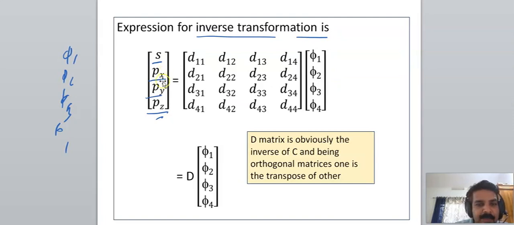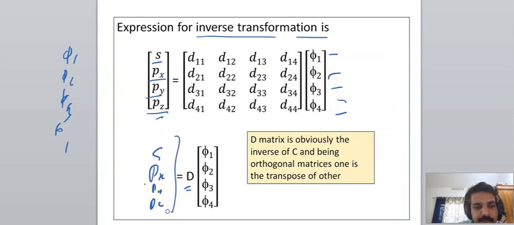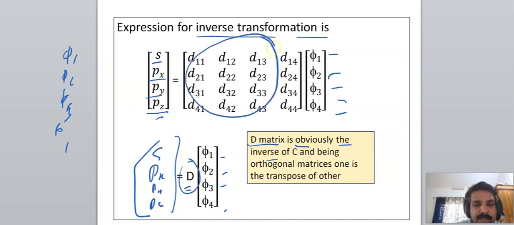That is, S, Px, Py, Pz is equal to D11. In the earlier one it was C11. It is D11, D12, D13, etc., and phi1, phi2, phi3, phi4. Thus we can write S, Px, Py, Pz is equal to D into phi1, phi2, phi3, phi4. This D matrix is obviously the inverse of the C matrix. And they being orthogonal, this D matrix and C matrix are orthogonal.